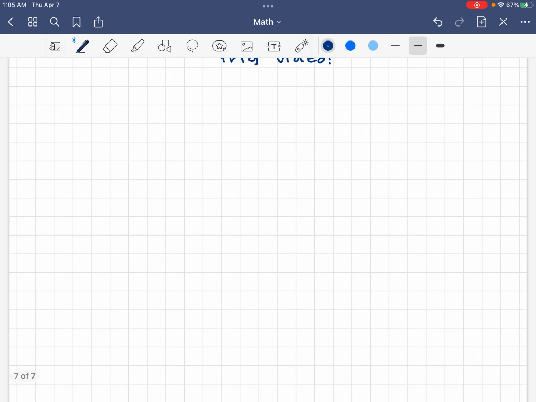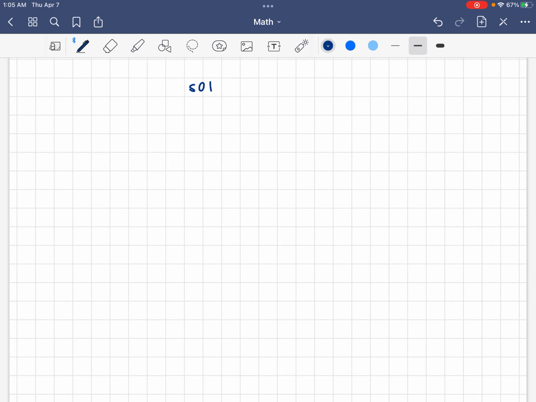So first thing we're gonna go over is SOH CAH TOA. It helps us remember that sine theta is opposite over hypotenuse. Cosine theta is adjacent over hypotenuse. Tan theta is opposite over adjacent. So opposite over hypotenuse, adjacent over hypotenuse, and opposite over adjacent.